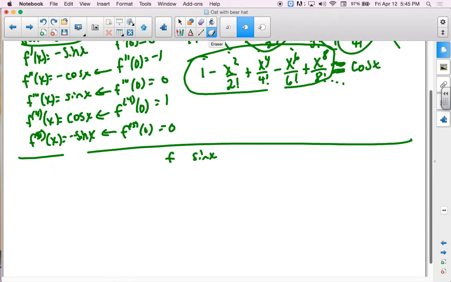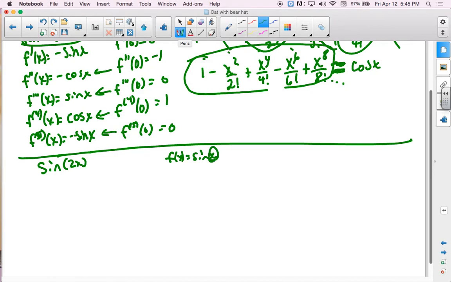If they want you to model sine of 2x, I know that when f of x was sine x, when my argument was just x, after our work we got x to the 1st minus x to the 3rd over 3 factorial, all the odds, x to the 5th over 5 factorial, x to the 7th over 7 factorial. What if we have this?